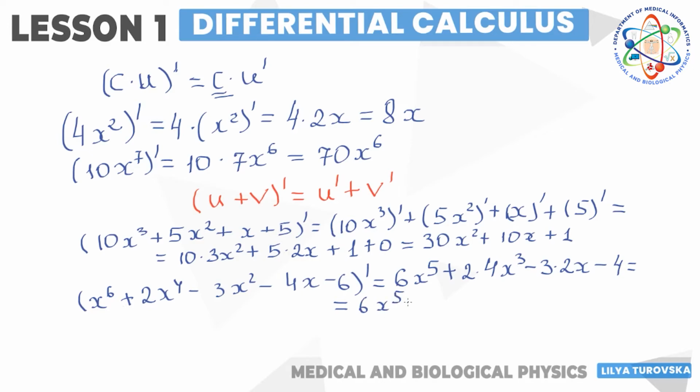6x to the fifth plus 8x cubed minus 6x minus 4. That's the answer.